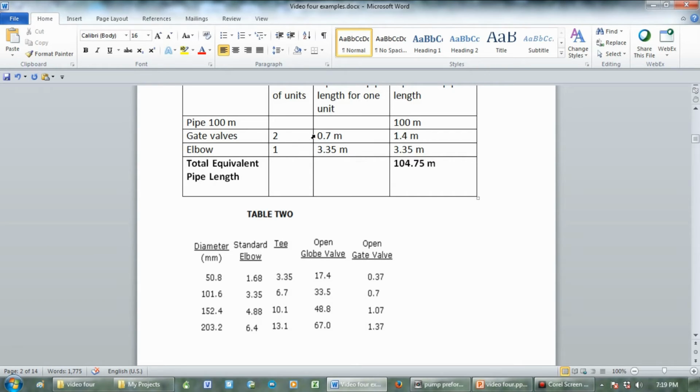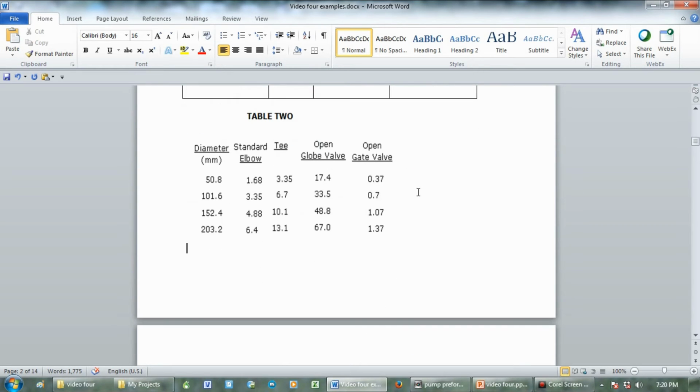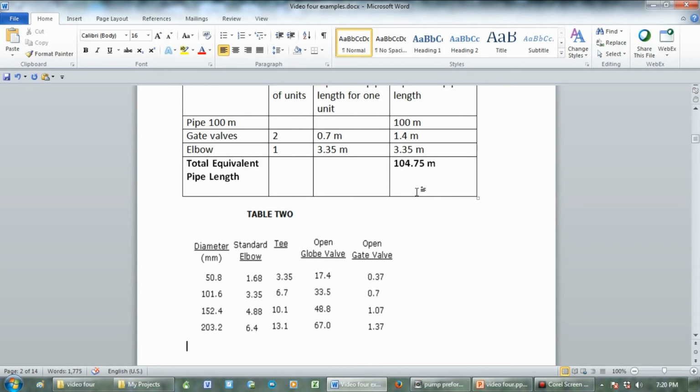So we have 2 gate valves, equivalent pipe length per 0.7, so 0.7 times 2 gives us equivalent pipe length for the 2 gate valves of 1.4 meters. We have 1 elbow, which equivalent pipe length per unit 3.35 meters, so we have a total equivalent pipe length for the elbow of 3.35 meters. Adding up all our fittings to our actual pipe length, we get a total equivalent pipe length of 104.75 meters, which basically tells us that our system with 100 meters of straight pipe with the gate valves and the elbow would have the same friction loss as 104.75 meters of straight pipe without any fittings.